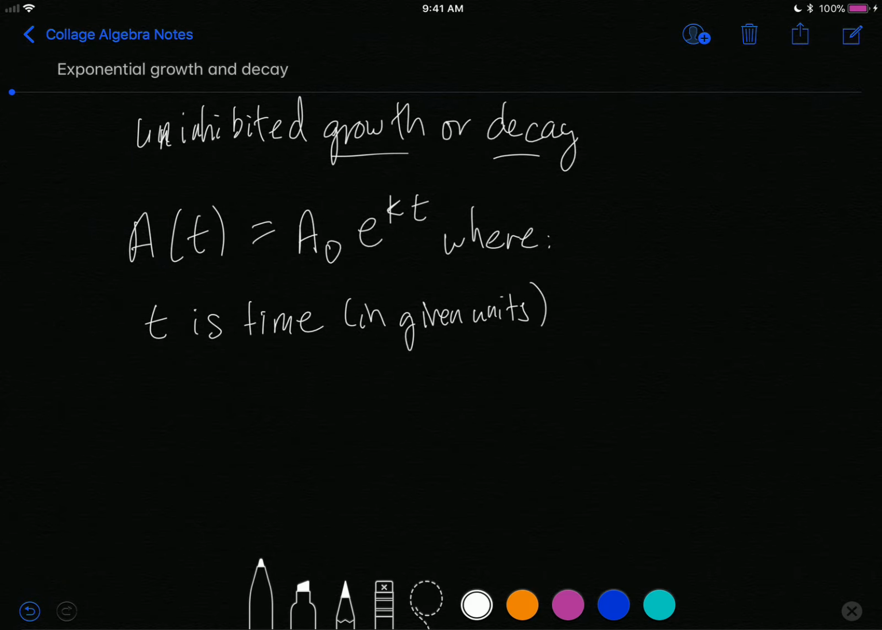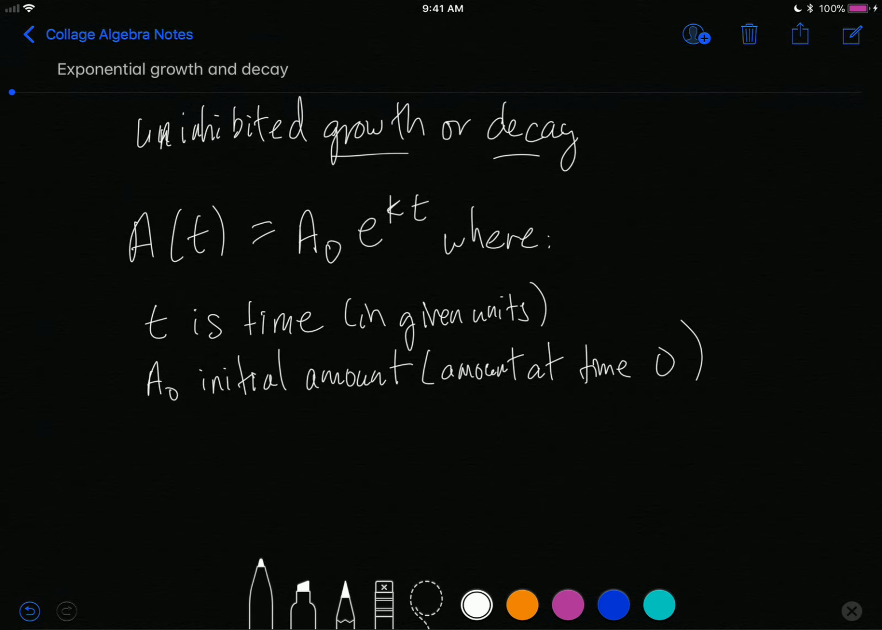you must watch your units carefully in this section. Then you have A0, which is the initial amount, or the amount that you're starting with, or your starting balance, or starting weight. Another way of saying that is the amount at time 0. So you can always find it by plugging in 0.